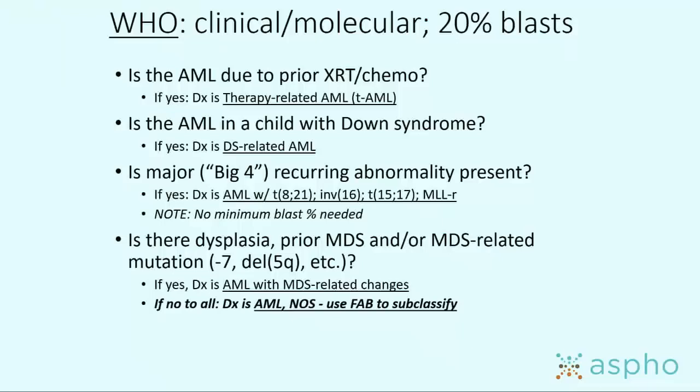Most cases, well, many cases, if not most, at least half, will be no to all. And that's where the WHO refers back to FAB. So it's important to know the FAB because if none of these other things is true, then it's going to be AML diagnosed based on the old morphologic classification. I hope that makes sense. That's how we classify AML and how your pathologists do it now.